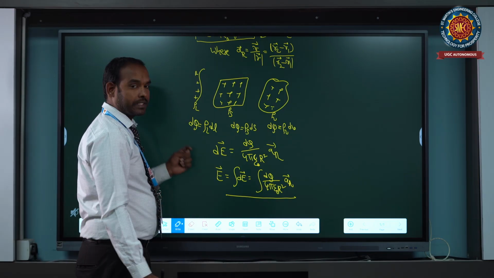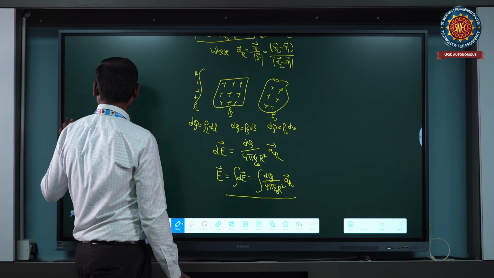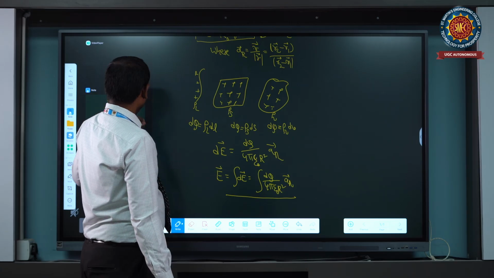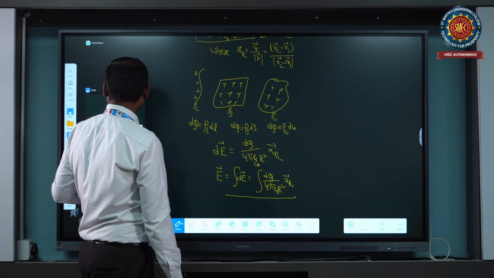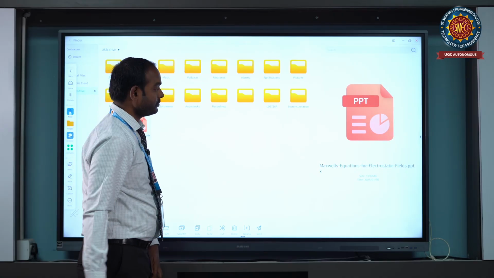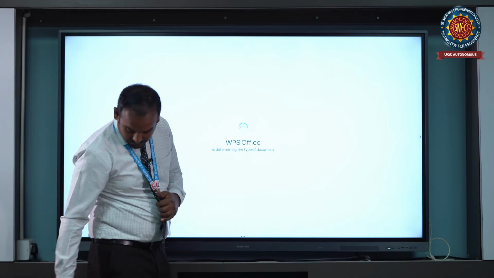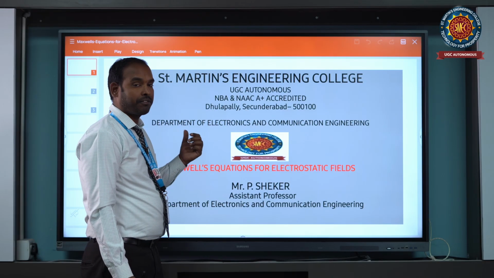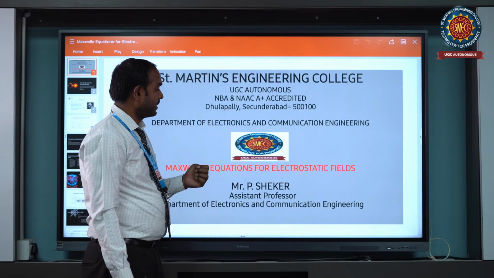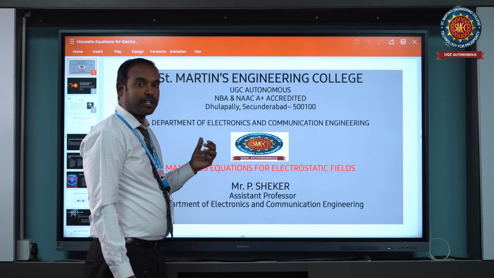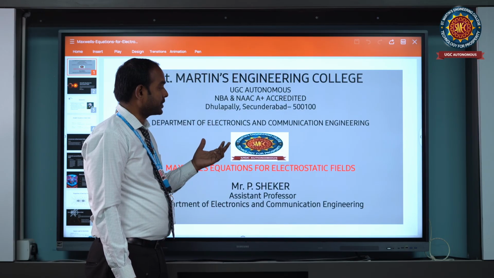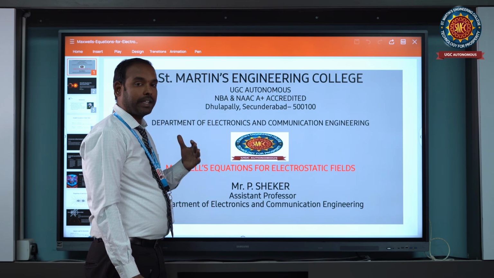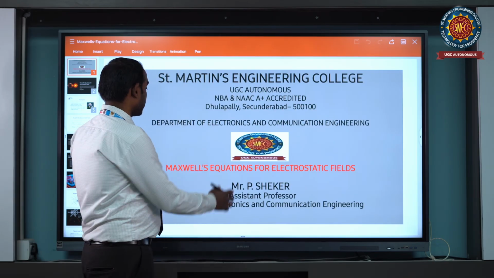Next, Gauss's law. Gauss's law is another fundamental law. It also governs the electric fields for symmetrical charge distributions. Even Coulomb's law is applicable for different types of charge distributions. Preferably, the Gauss law method is mainly applied for finding the electric field intensity due to symmetrical charge distributions.